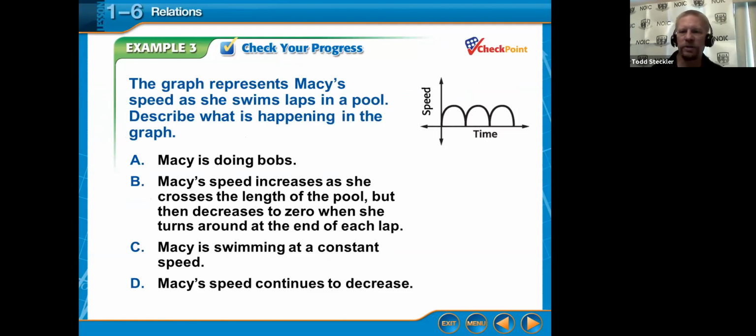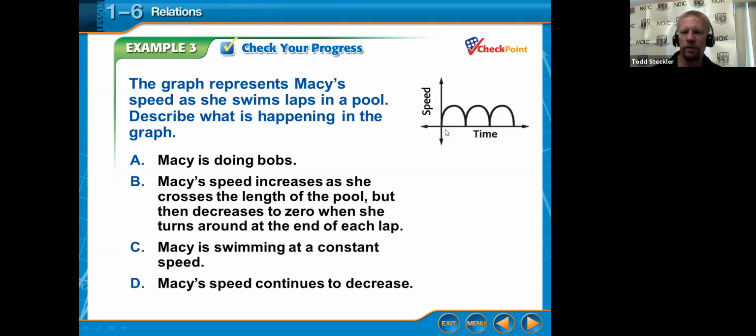This question is a bit different. It's giving us a graph, and they tell us that the graph represents Macy's speed as she swims laps in a pool. Describe what is happening in the graph. As we take a look at it, it looks like the horizontal axis, or the independent variable, or the X, or the domain, if you will, is the time. And it looks like the dependent variable, the vertical axis, the Y, or the range, is the speed.